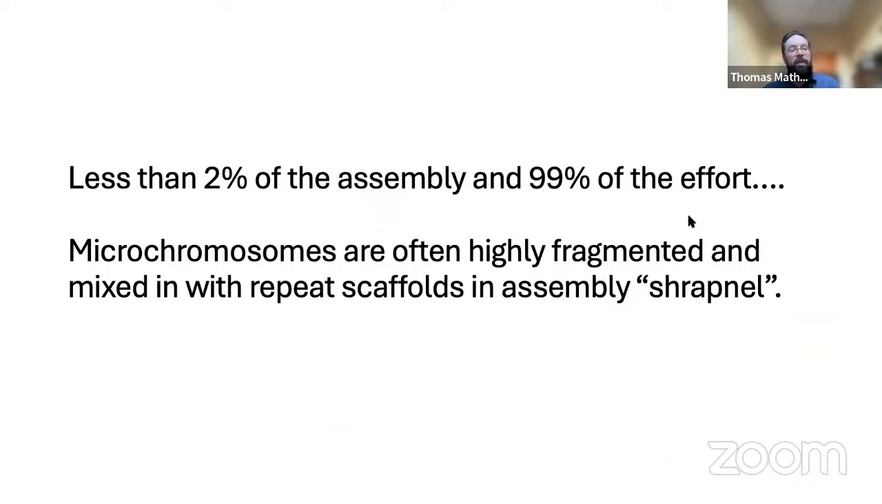But what we find is when we get these assemblies through our pipeline, these microchromosomes, particularly the very small dot-like chromosomes, represent a tiny amount of the assembly, but the vast majority of the curation effort. They are often highly fragmented in the assembly, and the microchromosome contigs are lost within the repeat shrapnel contigs at the end of the assembly, and we have to find them.